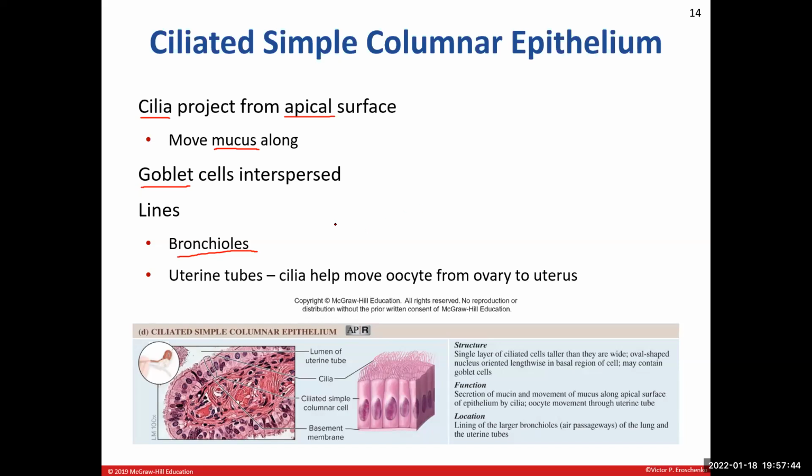Also, and I mentioned this last week, we talked about how the egg makes its way from the ovary, once it's released, into the uterus. It has to travel through the fallopian or uterine tubes. Well, an egg doesn't have a way to move on its own, but the uterine tubes are lined with this type of epithelium, and the cilia on this epithelium move the egg or the oocyte from the ovary to the uterus. So it's really kind of a cool system here.